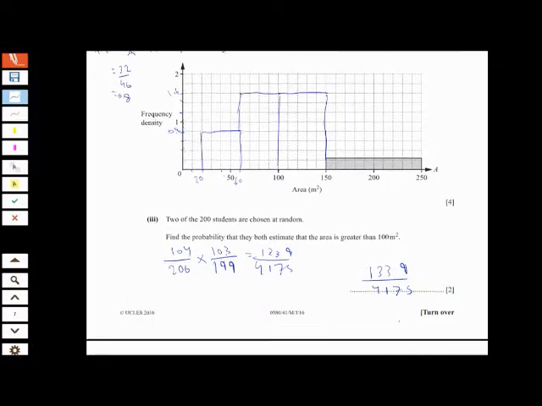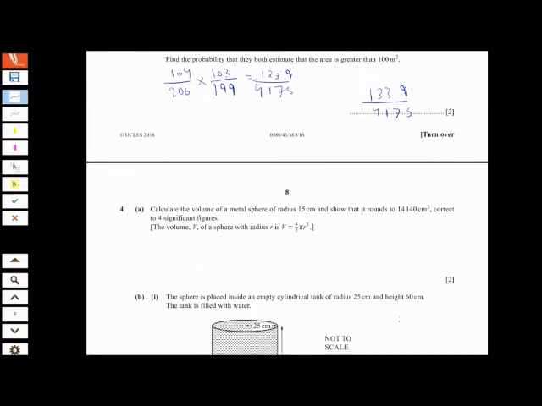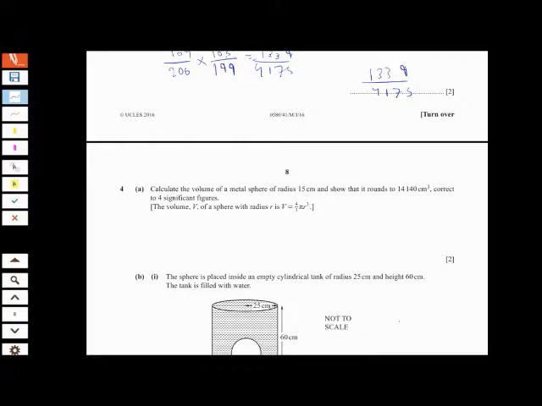Now question 4. Calculate the volume of a metal sphere of radius 15 cm and show that it rounds, okay, now to 4 significant figures. Calculate the volume of the sphere. Now we have the radius of the metal sphere and we have the volume equation. Okay, that's all we need.